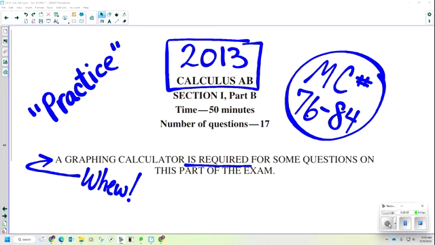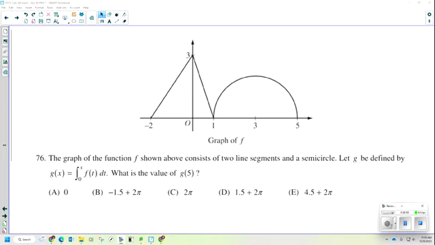Let's do some calculus. Number 76. The graph of the function f shown above consists of 2 line segments and a semicircle. Let g be defined by g of x is the integral from 0 to x of f of t dt. What is the value of g of 5?